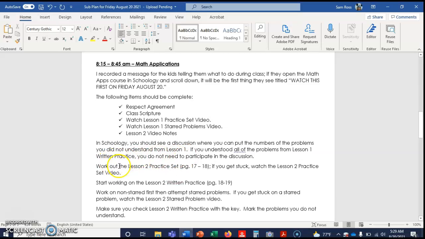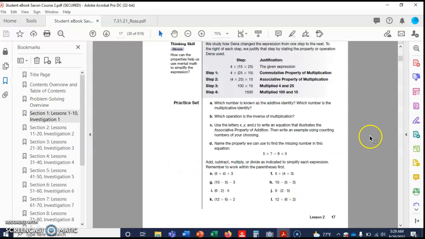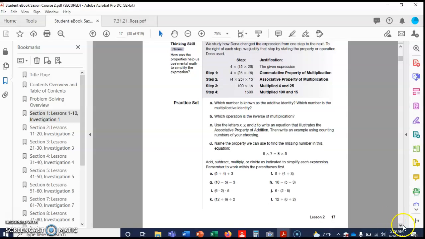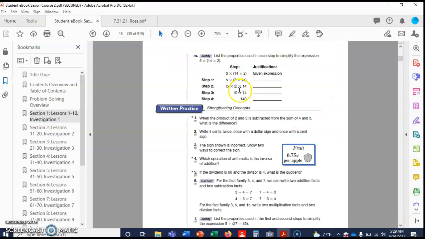Let's see, and then it says to work out the lesson 2 practice set. So the lesson 2 practice set, let me take a look at the book, is right here. It starts on page 17, and I believe it goes to page 18. I want you to go ahead and try and work those problems.